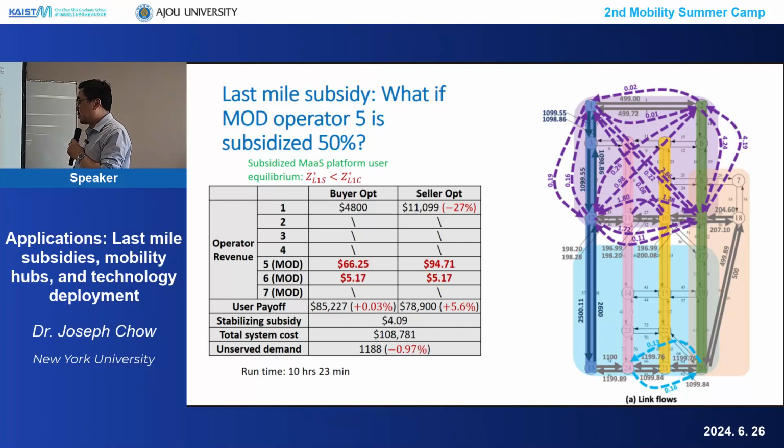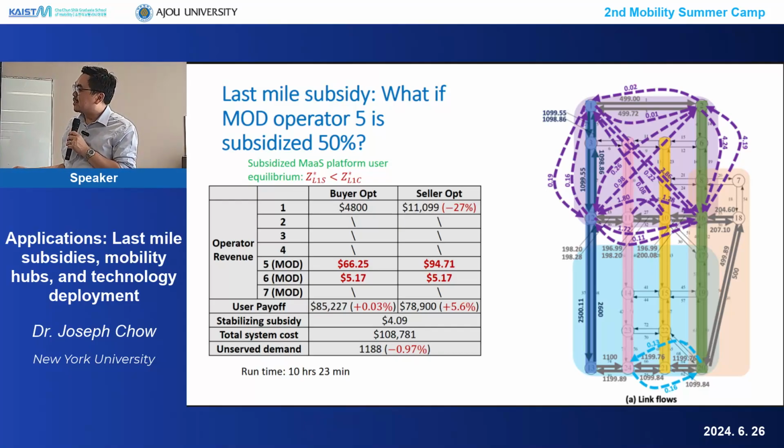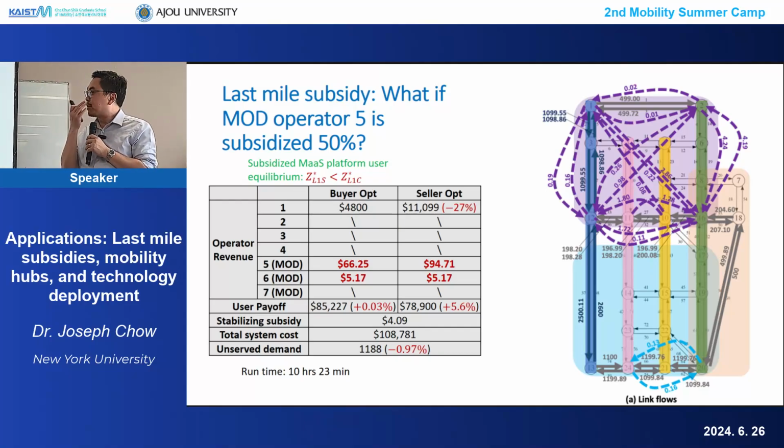The user benefits in both cases, right? So overall users would benefit. So the question is whether or not these subsidies would be able to cover those benefits that they have.